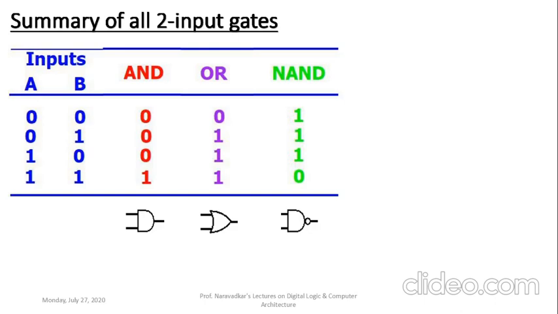Now what is the output equation? Output equation Y is equal to A dot B whole bar, or simply output Y is equal to AB bar. So this is the logical equation for that NAND gate here, which is nothing but an AND gate subsequently followed by an inverter.